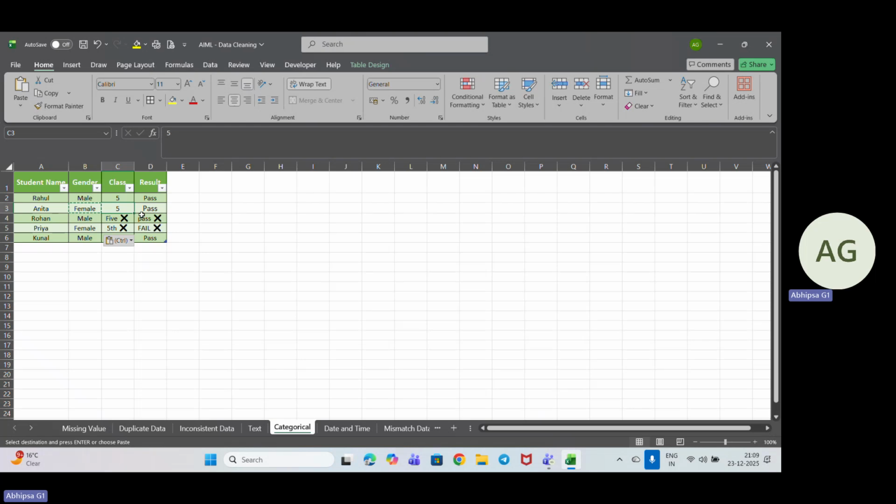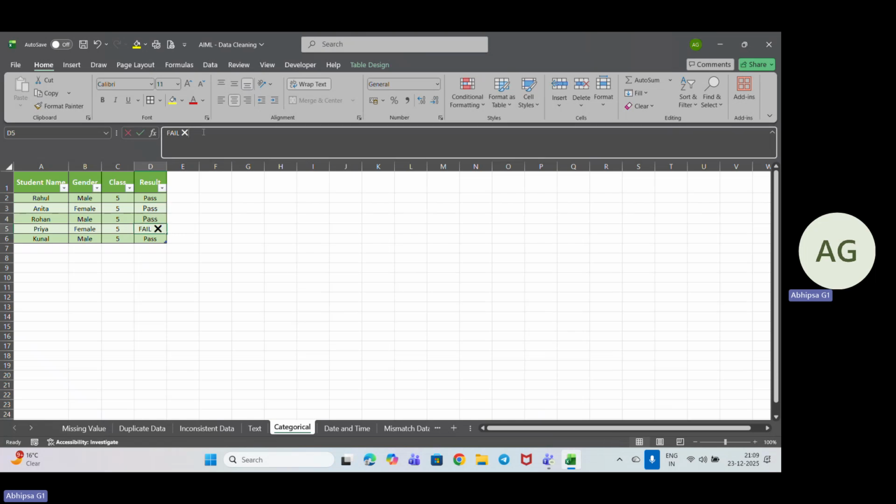Okay, coming down to 5, that will also be changed to 5 like this, and pass will change like this, and fail we can take a single form of fail result like that. So that will be taken into a standard form of fail like this, so that we have exactly the same way by which we are filling the data. So this is about categorical data.